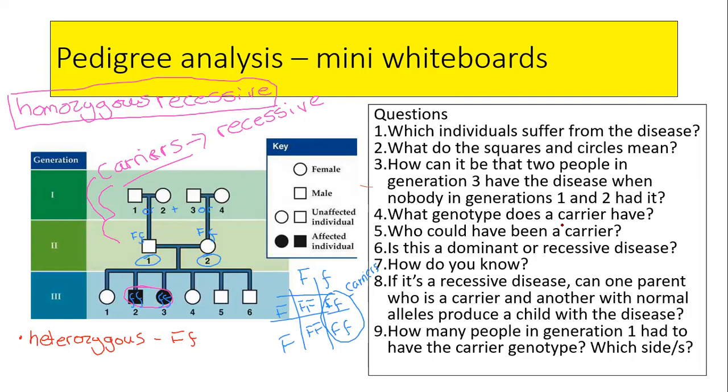Okay, so how many people in generation 1 had to have the carrier genotype? Which sides? So in generation 1, we have to have at least 2 people with a carrier genotype. It could be all 4, but it has to be at least 2. Which sides? Well, we have to have at least 1 on this side, and at least 1 on this side. So we need a carrier on both sides.